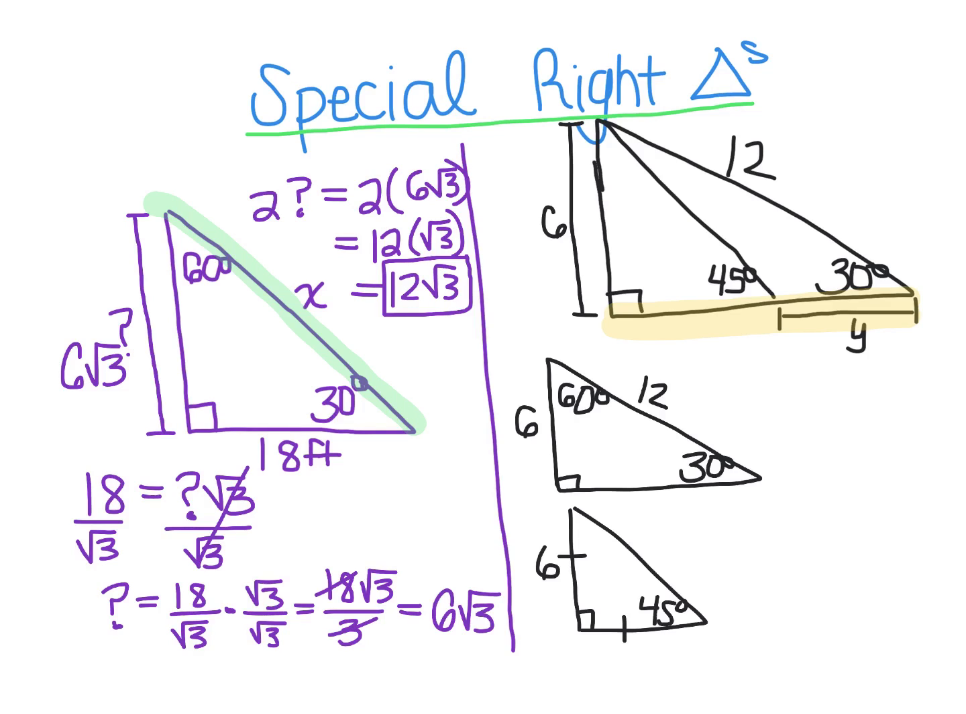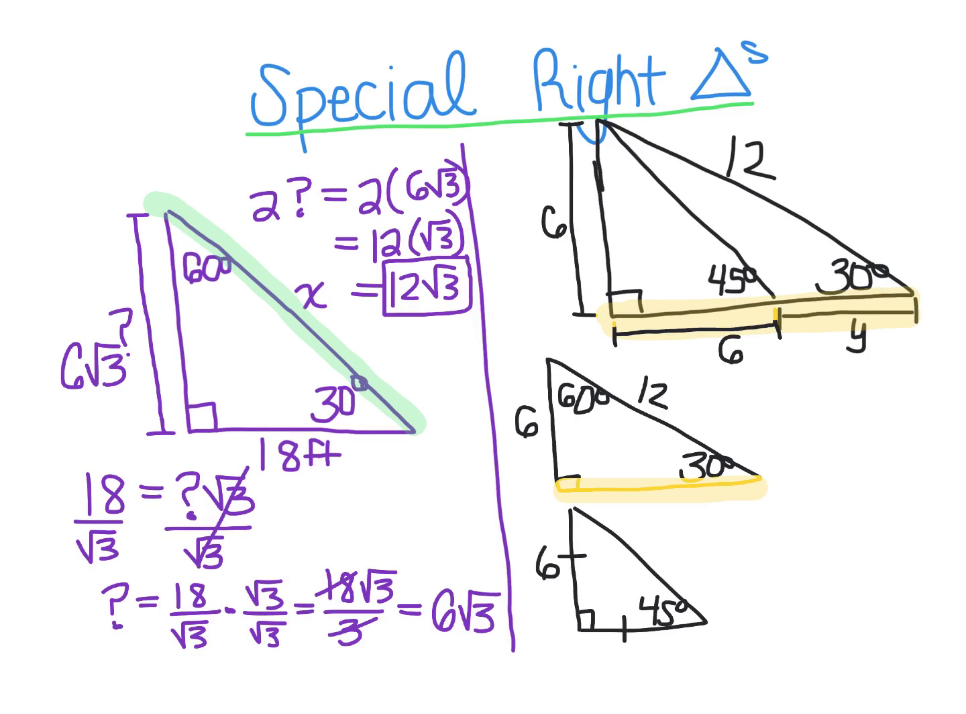So that means that this distance from here to here is 6, right? Okay, now let's go back to my 30, 60, 90 right triangle that I have. How long is this entire side? Because that would match up with my yellow over here, right? So how long is that entire side?